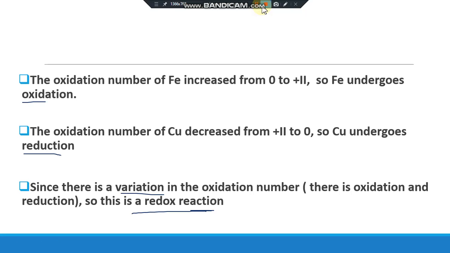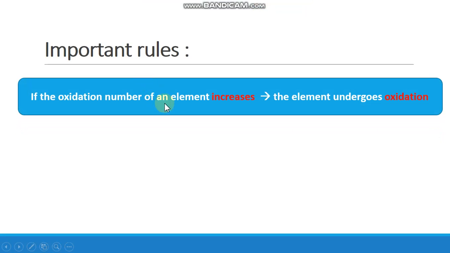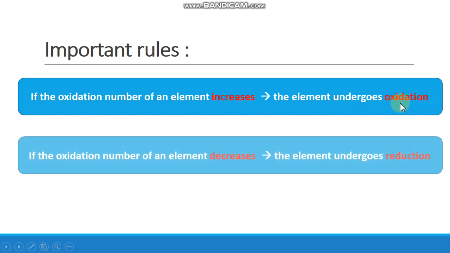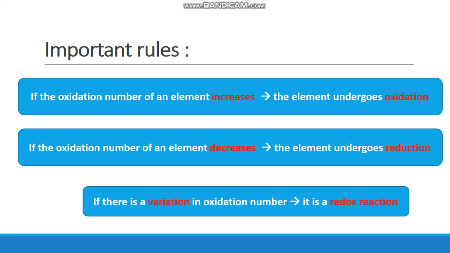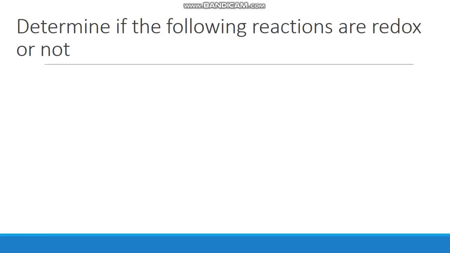So the important rules that you should know: if the oxidation number of an element increases, the element undergoes oxidation. If the oxidation number of an element decreases, the element undergoes reduction. And because we have a variation of oxidation number, this is a redox reaction. And note that we should have inside the reaction oxidation and reduction. If we have only oxidation, it's not called a redox reaction, because in a redox reaction we have oxidation and reduction.